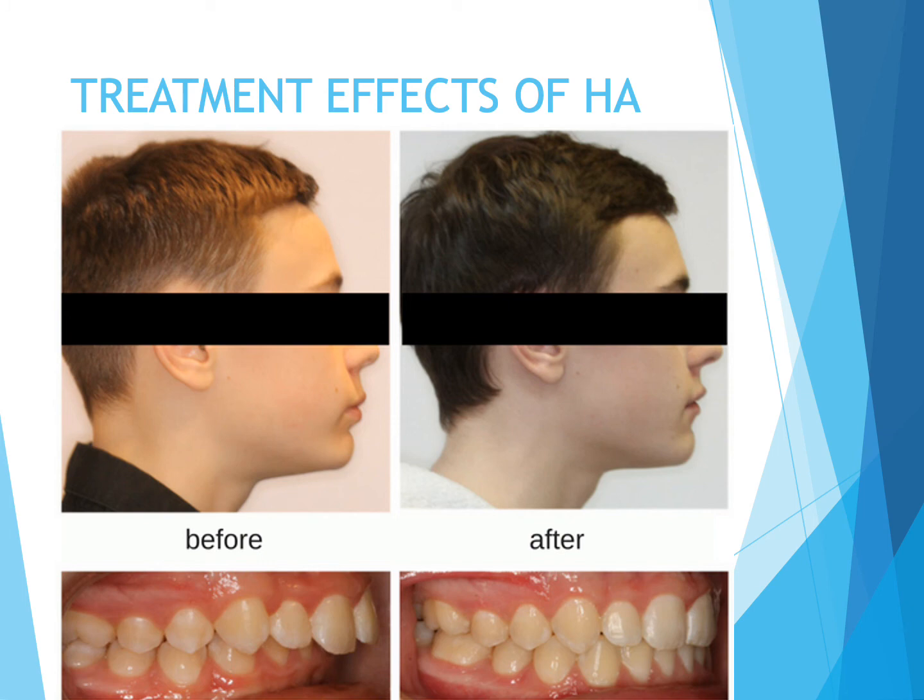These photos summarize the intraoral and extraoral treatment effect of the Herbst appliance. For the extraoral effect, we can see that in the picture before treatment, the patient has a convex profile, and then after treatment, the patient has a straight profile. It shows that there is an increase in the mandibular growth. For the intraoral photo, we can see that after treatment, the patient has a class 1 molar relation, and also the patient has a good class 1 occlusion after the Herbst appliance treatment.